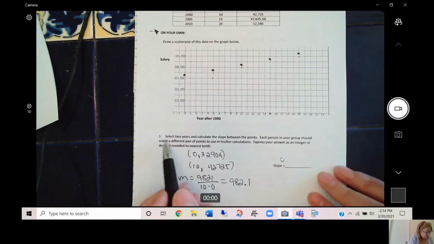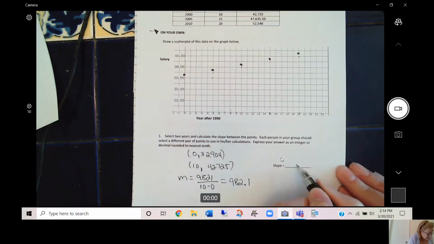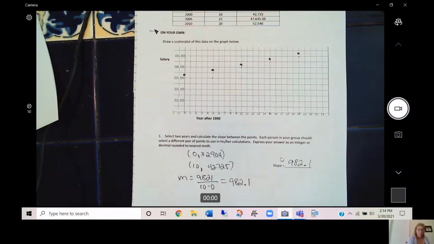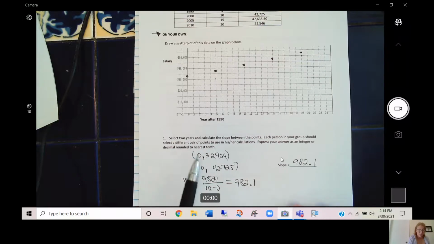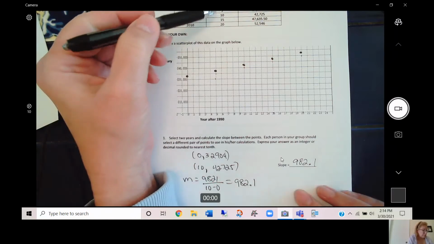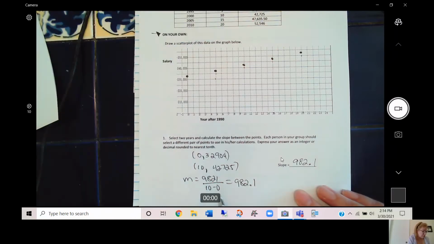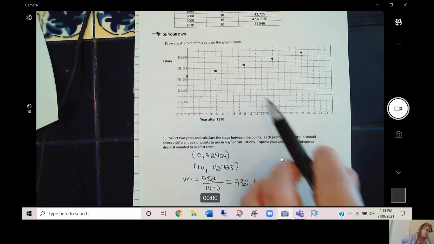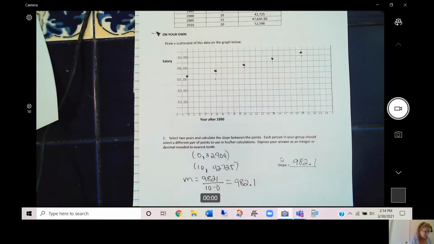Okay, so it says, let's calculate the slope. So the slope is just this number, 982.1. And I just tried to pick numbers as I'm a lazy math person. Subtracting 0 is easy and dividing by 10 is easy, and so that's why I did it that way. If you had picked other values, when you did that final division, you're still going to get the same thing because these points are all exactly on the same line.